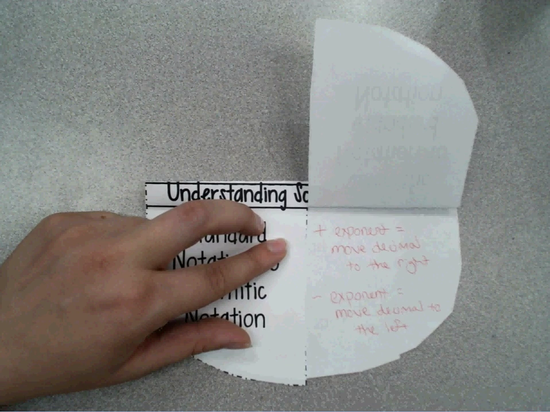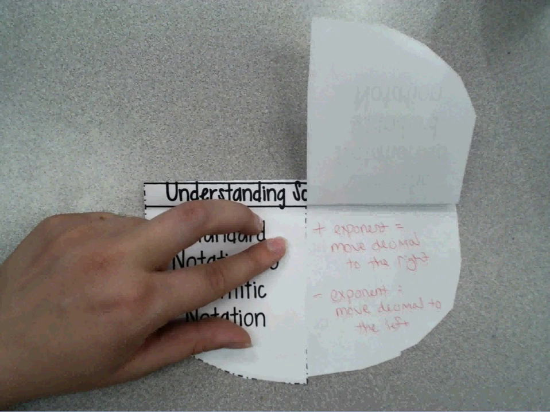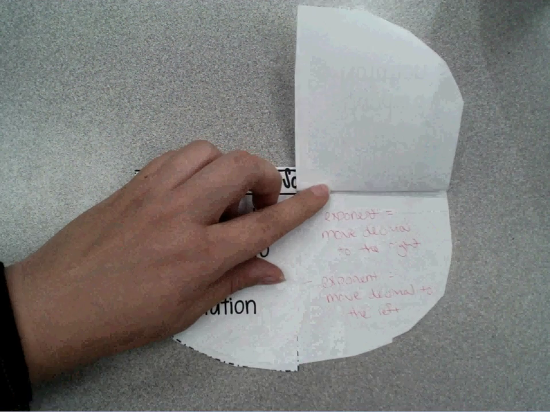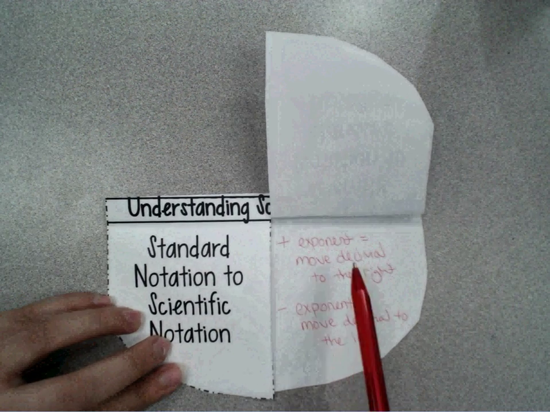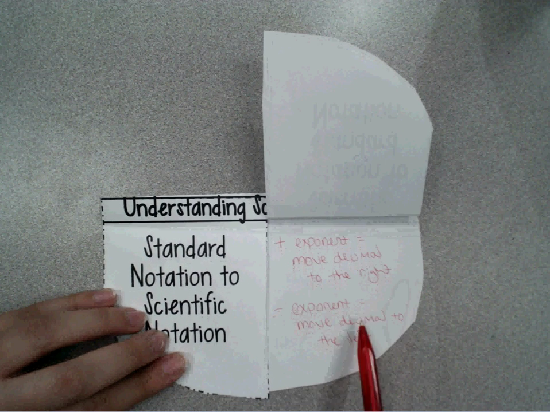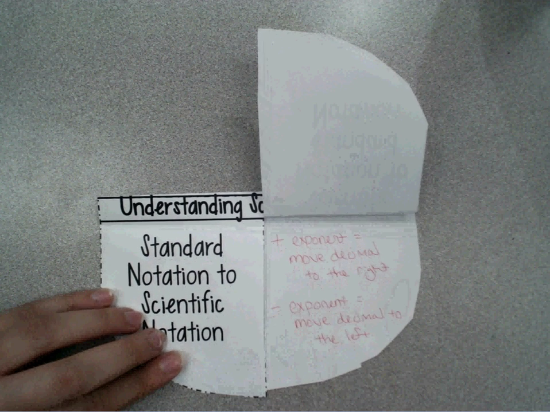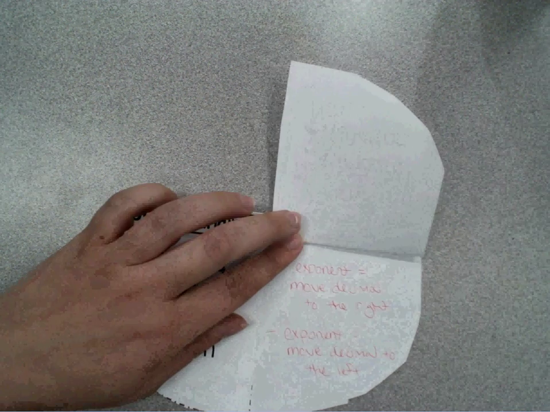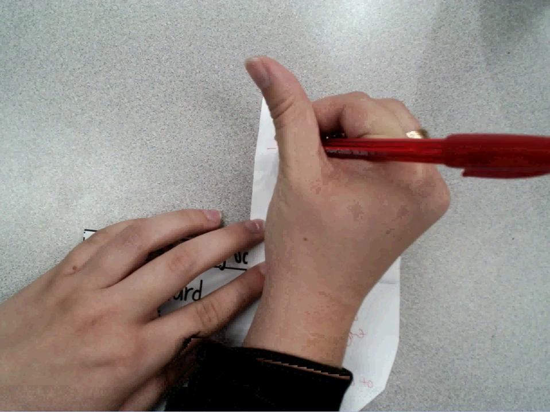This one, you can think of a number line. Remember, a number line, positive, we always go to the right, negatives are to the left, but just don't mix that up with standard notation to scientific notation.